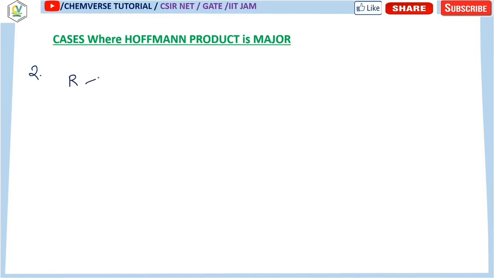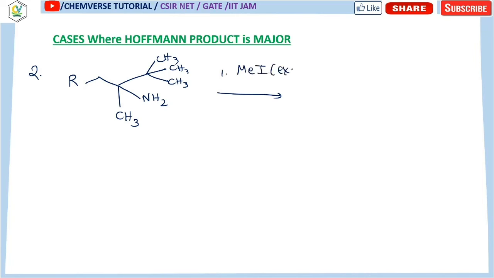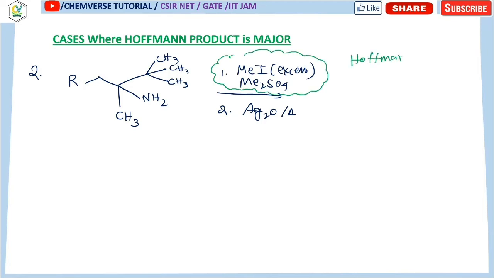Suppose I am giving you a substrate like this. With this substrate, in the first step I am treating it with excess methyl iodide in the presence of Me2SO4, and in the second step I am giving Ag2O. Now the first step is a name reaction which is called the Hoffman exhaustive methylation.